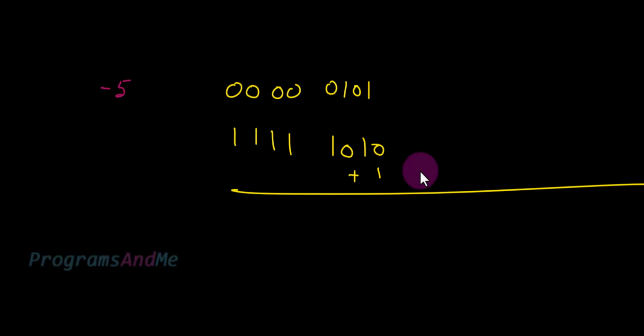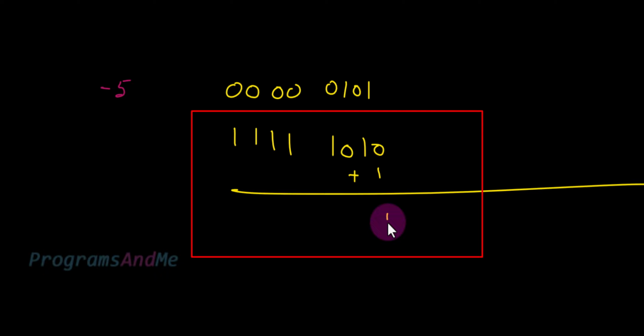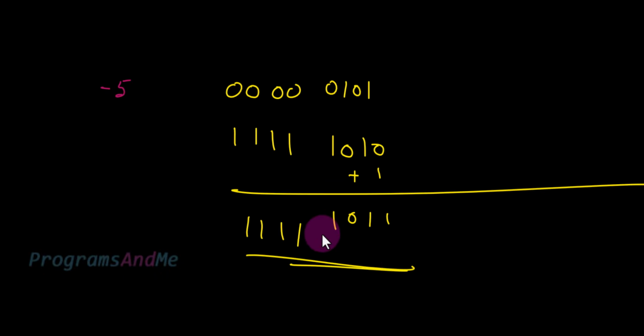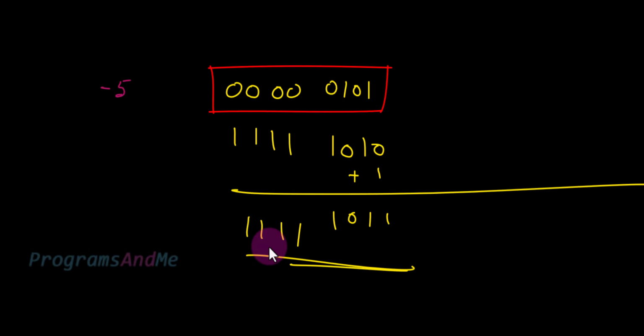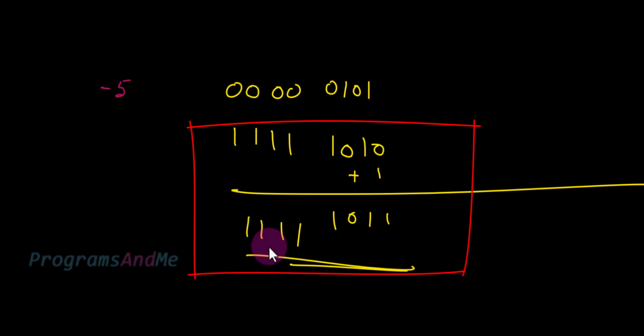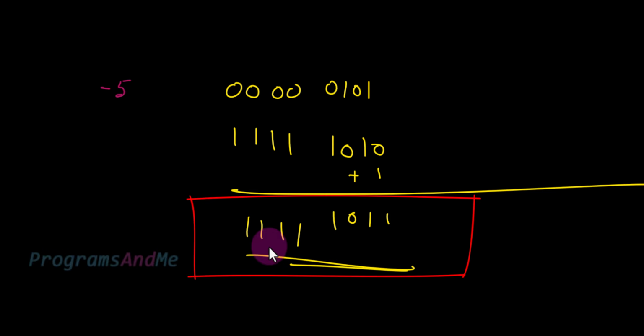So this is the addition. 0 plus 1 is 1, 1 plus 0 is 1. This is the binary addition. So we'll get 1 1 1 1 1 0 1 1, and this is the binary representation of -5. So to convert a negative number to binary form, first take that number without the sign and find the binary form, like this is the 5, and then flip every bit, then add 1 to it. That is the binary representation of that negative number.